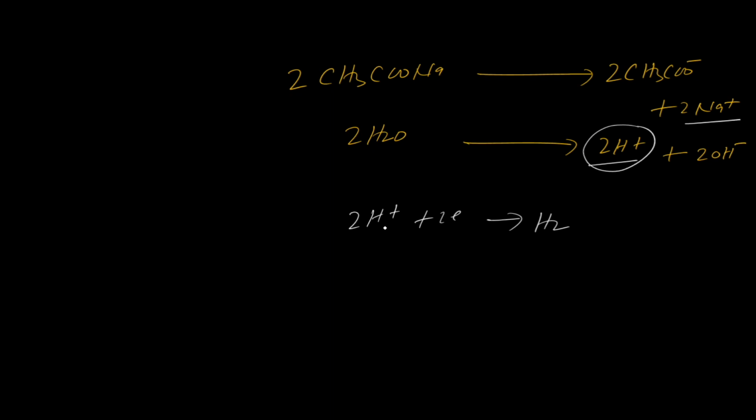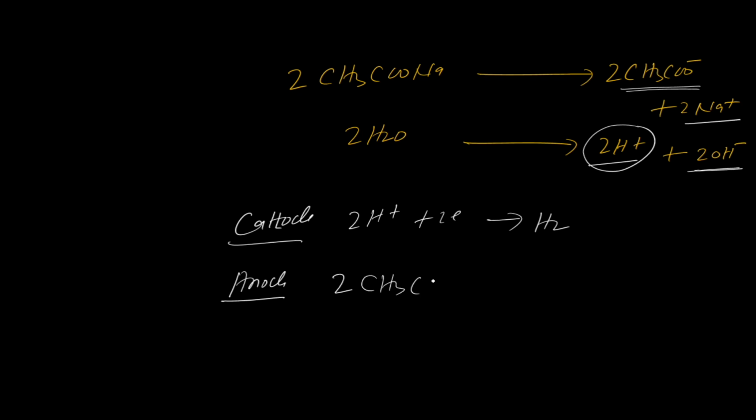Gain of electron is reduction, and reduction takes place at the cathode. So at the cathode, hydrogen ion will gain 2 electrons to get converted to hydrogen. Now what will happen at the anode? Here we again have 2 anions. Out of these 2 anions, we give preference to CH3COO minus. So what will happen?